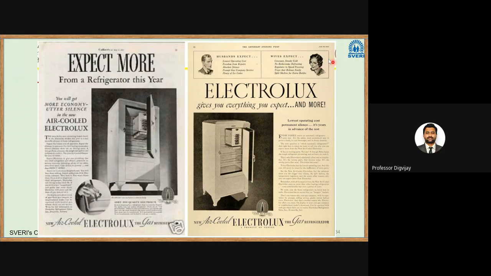Obviously, women will expect more space inside the fridge because they are the ones who are going to use it frequently. Men will expect that it should be less costly and should not cause regular maintenance charges. Women will expect that it should give more refrigeration effect and more space. That is how they used to do marketing in that era. This is dated July 29, 1933, from the Saturday Evening Post.